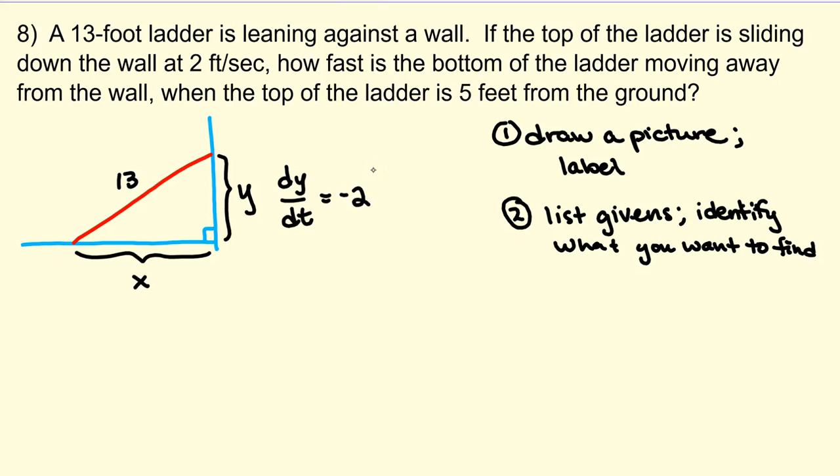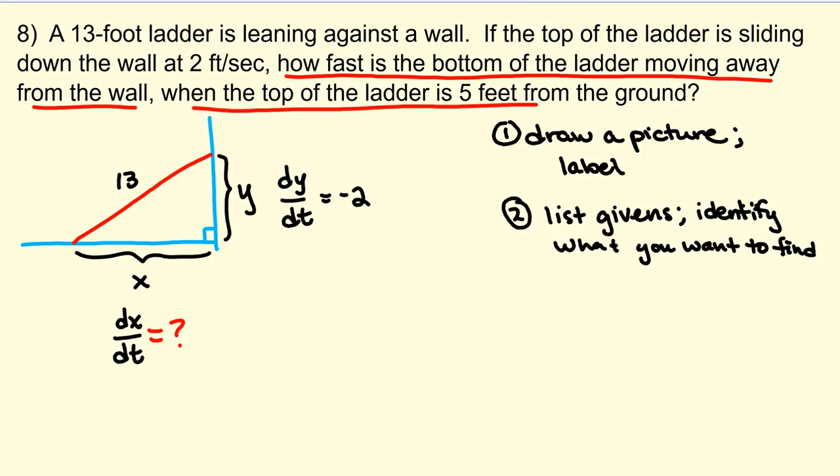Next, let's figure out a way to represent the rate of change for x. So let's call that dx/dt. Were we given that piece of information in the problem? Let's see, the problem says, how fast is the bottom of the ladder moving away from the wall? No, not only were we not given that, but that's what we're trying to find. And notice that there's also a condition in there. We want to know the rate of change of the bottom of the ladder when the top of the ladder is 5 feet from the ground. So we're finding dx/dt when y equals 5.